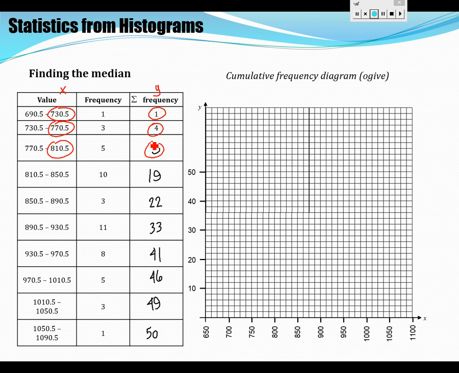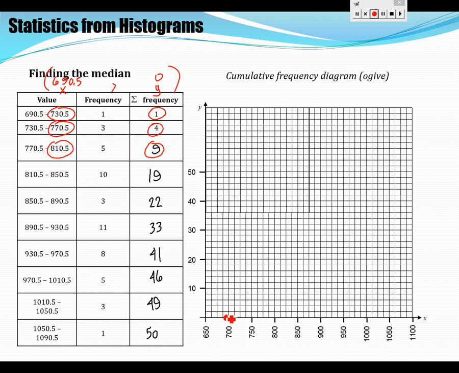Including one more point which is not on our list, and that's 690.5, comma, 0, right? Because by the time we've gotten up to 690.5, we've gathered no data. That's an important thing to say. And then as we move from 690.5 to 730.5, we've collected one piece. You see what this is doing. So go ahead and carefully plot these, as best you can.